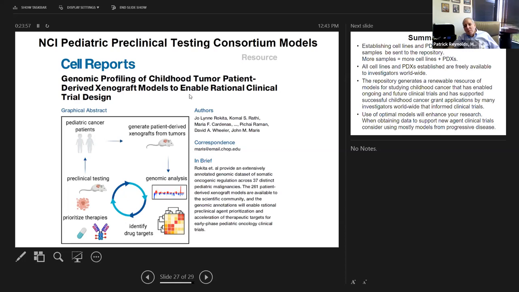A large number of these models, we don't have any but the neuroblastomas and some of the rhabdos in the repository, but I'm sure that these investigators could provide you these models if you want ones that we don't have in the repository. But this is a very nice paper that shows a lot of genomic characterization of these patient-derived xenografts. And I highly recommend you looking at this when you're considering what models to use in your own studies. David Wheeler did the genomics work on this and did a great job at that.